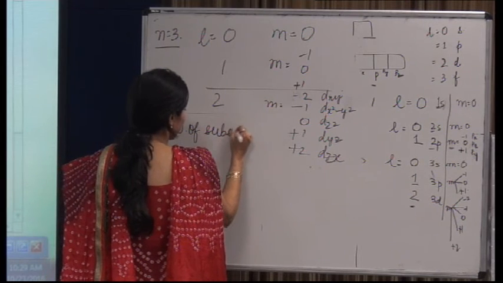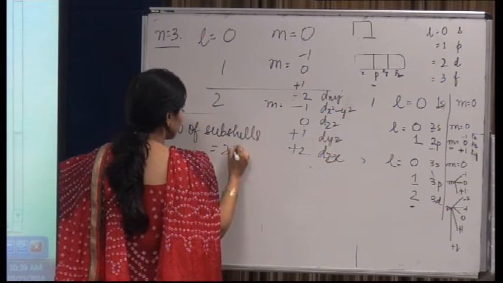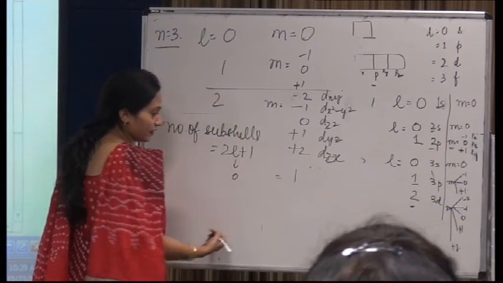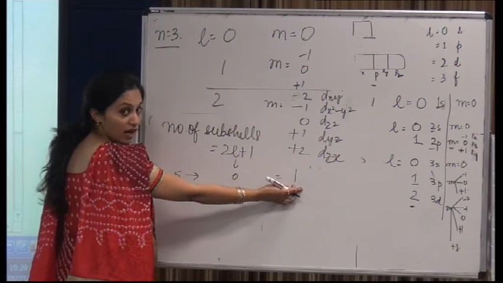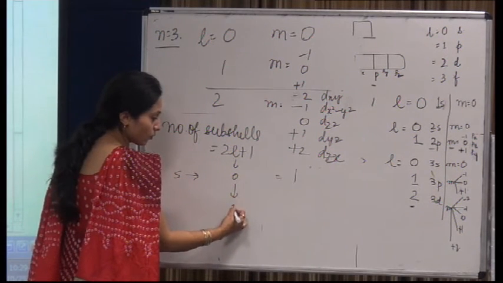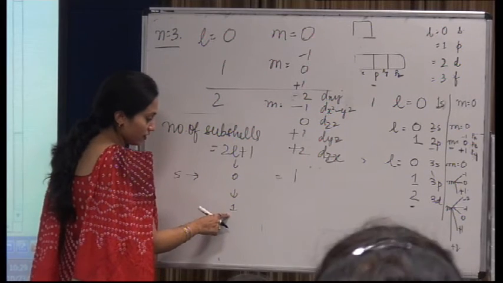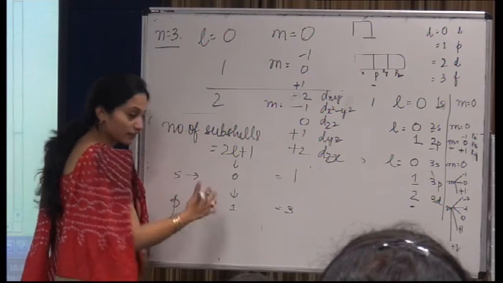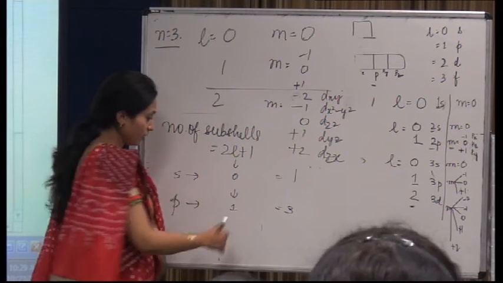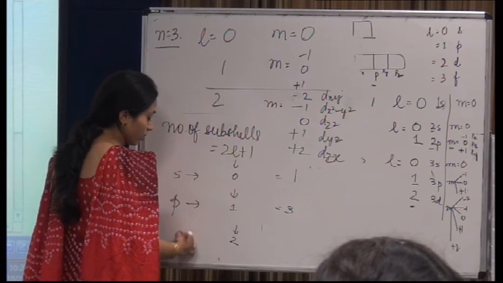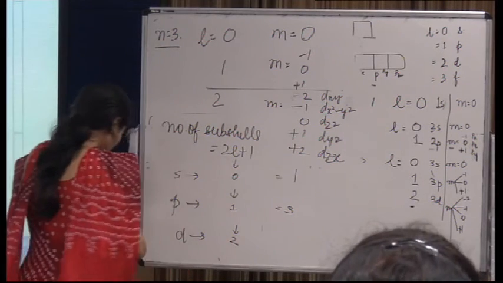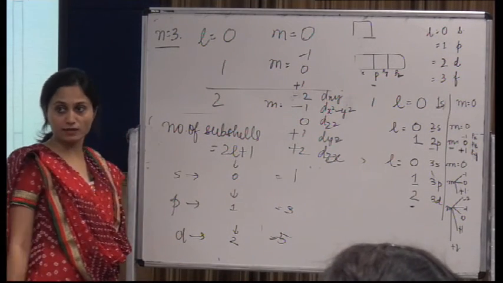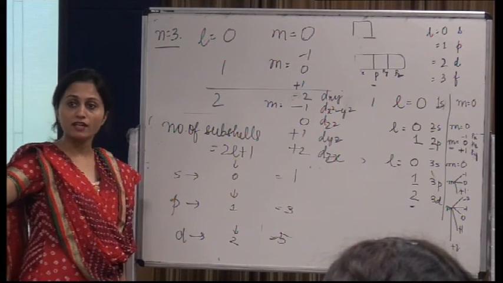Then remember that the number of orbitals is always equal to 2l plus 1. That is why when l is 0, you have only 1. That means for s, you have only one orbital. When l is 1, then it is 2 into 1 plus 1, that is 3. So that is why p has 3 orbitals, px, py, pz. When l is now 2, d will have 5, because 2 into 2 plus 1 is 5. And similarly, if you find it out for f, there will be 7.